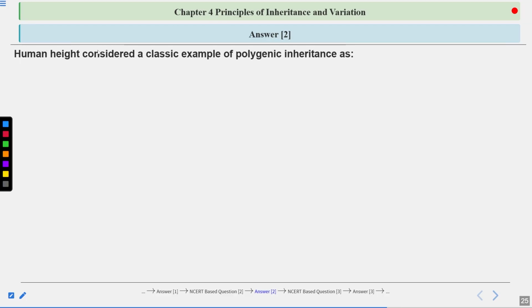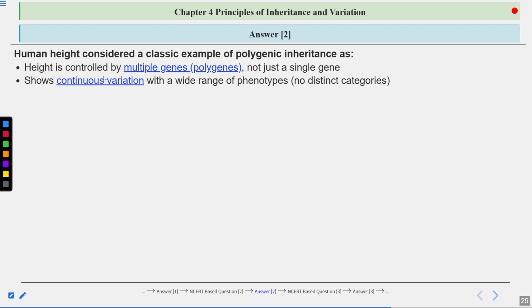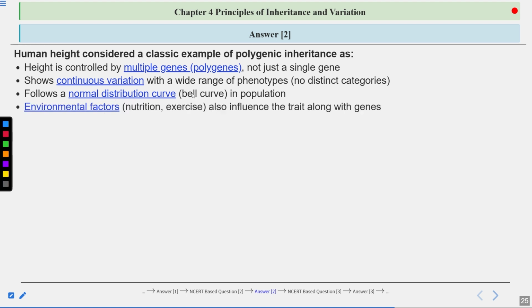So what will be the answer here? Human height is considered a classic example of polygenic inheritance, as height is controlled by multiple genes. Okay, means polygenes, not just a single gene. It shows continuous variation, means it shows a range of phenotypes. And there is no distinct categories, means tall or dwarf. It shows a normal distribution curve, a bell-shaped curve in the population.